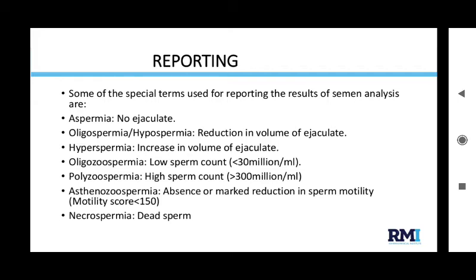Oligozoospermia. So be careful. Oligozoospermia is low sperm count, that is less than 30 million per milliliter. Polyzoospermia, higher sperm count, that is greater than 300 million per milliliter. Asthenozoospermia, absence or marked reduction in sperm motility, which is motility score less than 150. Necrospermia is dead sperm. So these are certain terminologies used in reporting the sperm analysis, semen analysis.